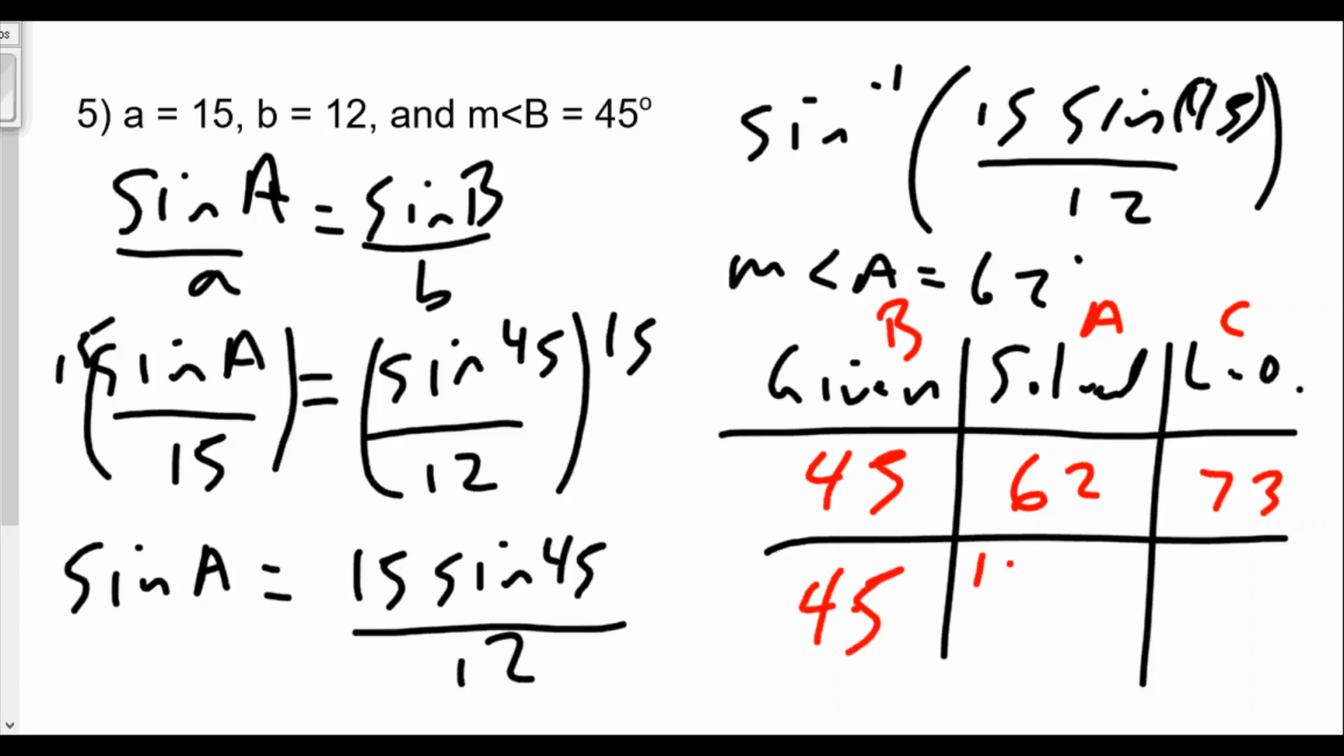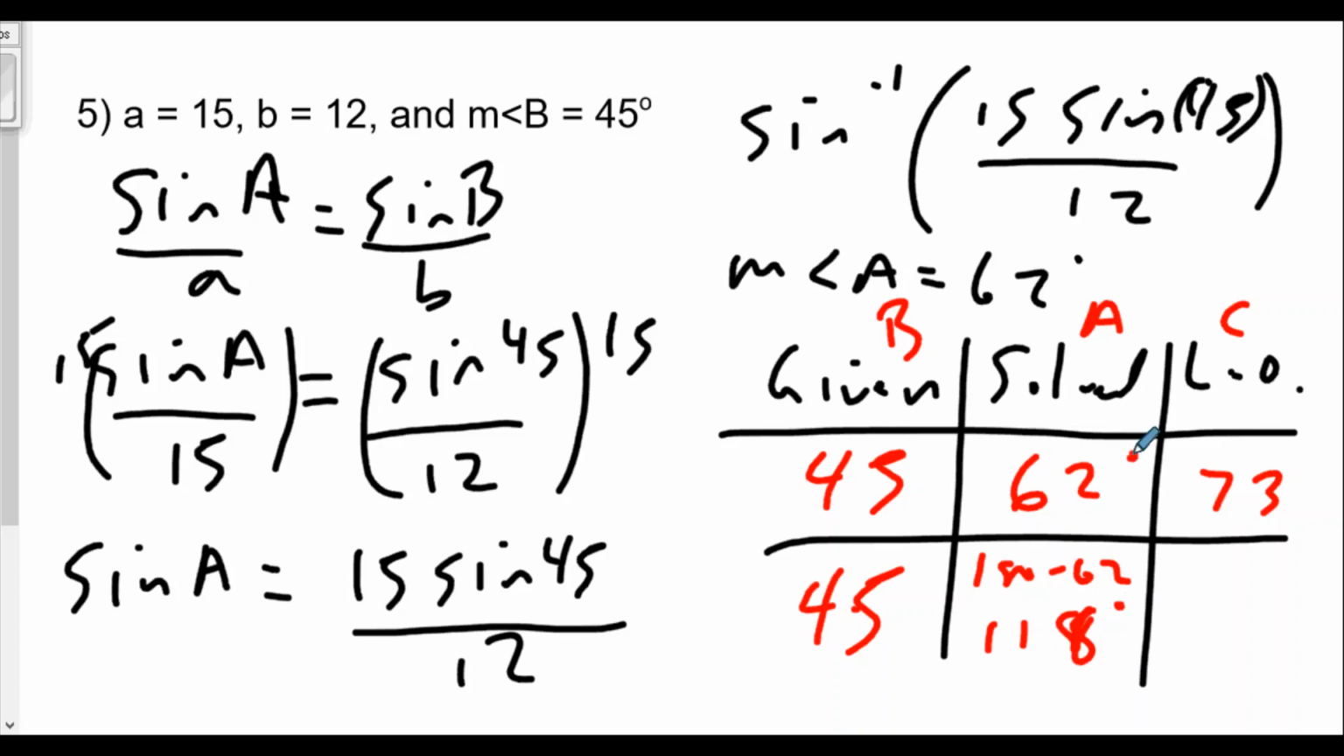And so now we do 180 minus 62, which is going to be 118 degrees. Okay, so we see how 118 degrees would be working out fine as well. That's the supplement, in this case, of the solved angle.